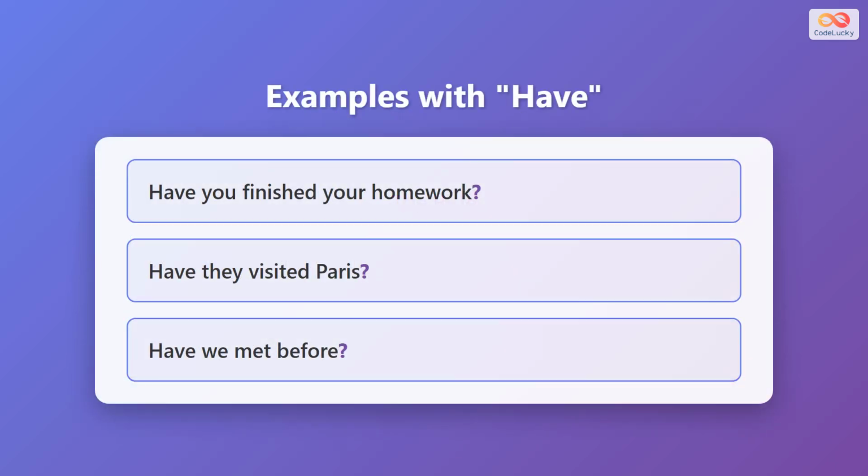Let's look at some examples with have. Have you finished your homework? Have they visited Paris? Have we met before? Notice how have comes before the subject in each question, and the main verb is in its past participle form.